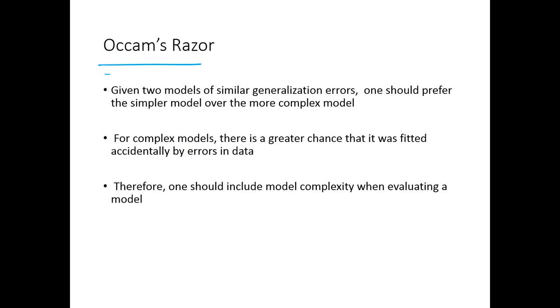So the jargon is called Occam's razor. That means you should use a simpler model. Given two models of similar generalization error, the one that would be preferred should be the simple over the complex model. So everywhere a simple model should be used if it is doing a good job.